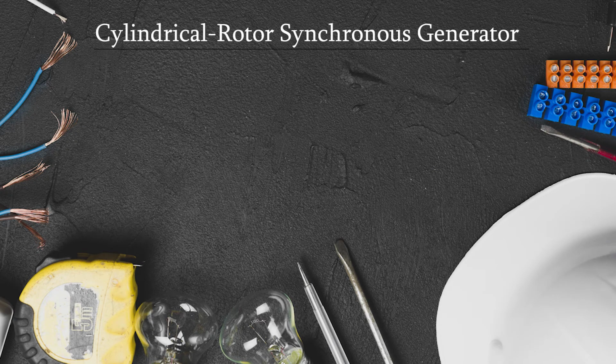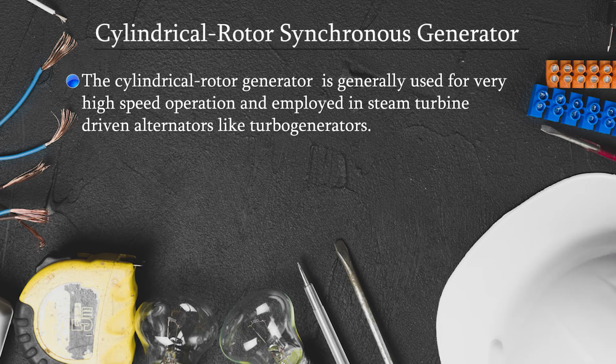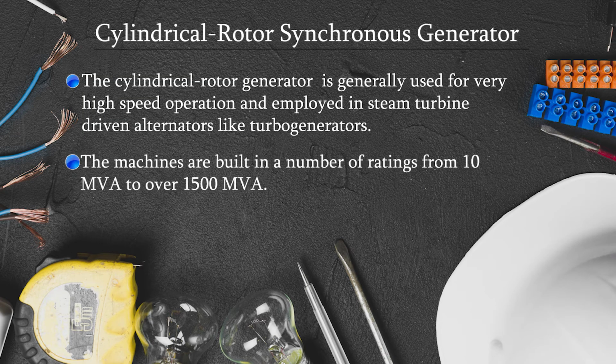Cylindrical rotor synchronous generator. Some features of this cylindrical rotor type of synchronous generator. The cylindrical rotor generator is normally used for very high speed operation, which are there in the steam turbine driven alternators. We call them the turbo generators. The machines are built in different ratings, starting from 10 MVA. It goes up to 1500 MVA.